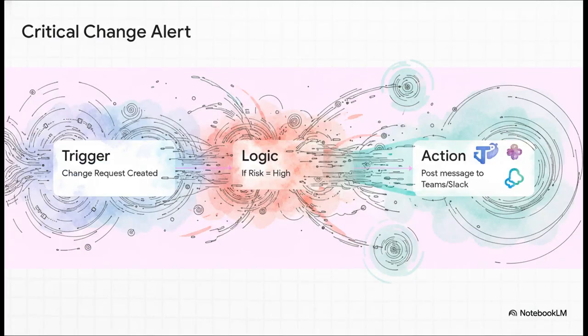Now, here's a fantastic example of integration. Where does your team actually live and talk all day? Probably Teams or Slack, right? So when a new high-risk change gets created, this flow doesn't just send another email. No, it posts a message directly into your team's channel. This gives everyone immediate visibility right inside the tools they're already using.